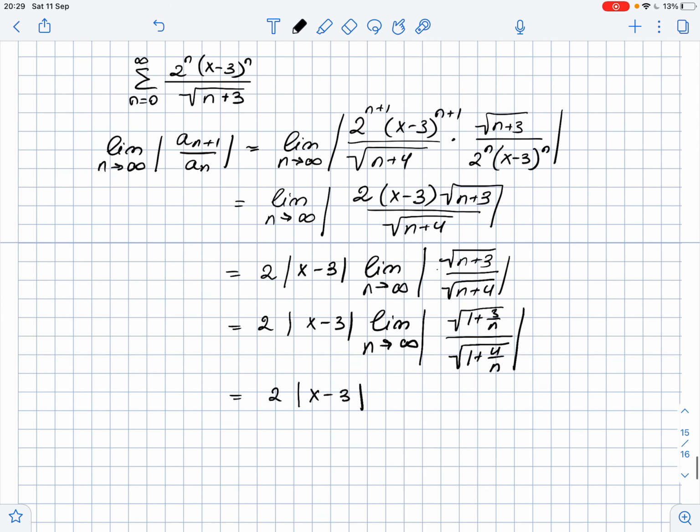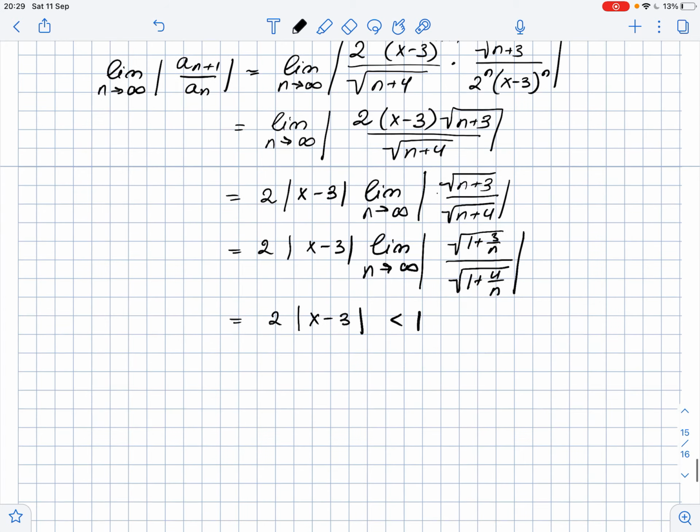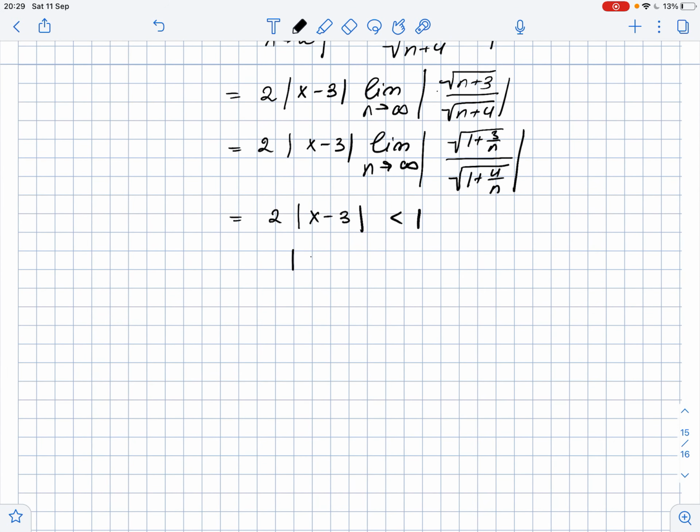And we know that for our series to be convergent, this has to be less than 1. So that means that the absolute value of x-3 is less than 1/2. So x-3 lies between -1/2 and 1/2. So x lies between 5/2 and 7/2. So that means that the interval of convergence is from 5/2 to 7/2.